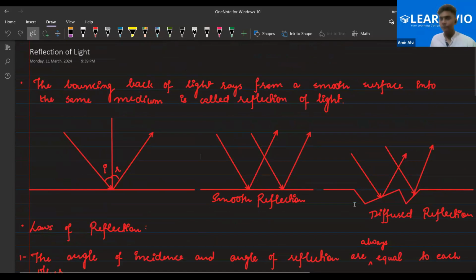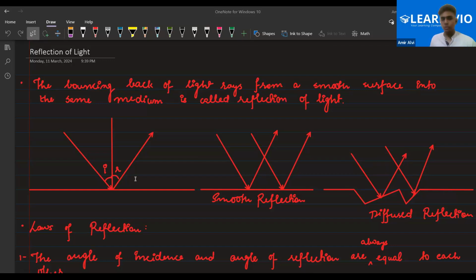And we have another reflection that is called diffused or irregular reflection. Irregular reflection means that the reflection is not even. The surface is not even, so when the light rays are incident parallel, the reflected rays are not parallel to each other due to the asymmetry in the surface. Right, everyone? Yes, sir. Any doubts so far to anybody? No.